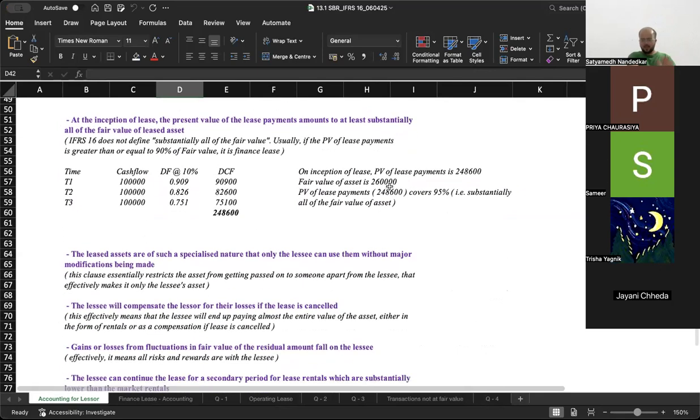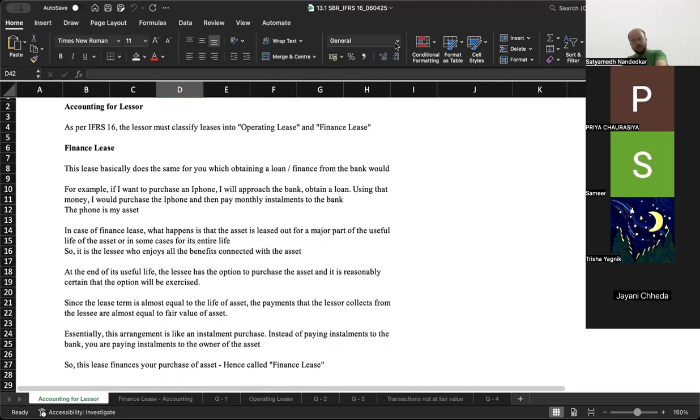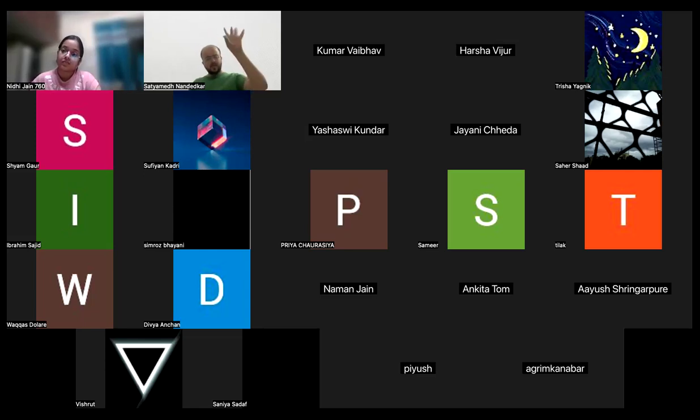इसका numerical example we have. The leased assets are of such a specialized nature that only the lessee can use them without major modifications being made. Lessee will compensate the lessor for their losses if the lease is cancelled. Gains or losses from fluctuations in fair value of the residual amount fall on the lessee, and the lessee can continue the lease for a secondary period for lease rentals which are substantially lower than the market rentals. इनमें से if a majority of the conditions are fulfilled or the essence of a finance lease is fulfilled, then you classify that as a finance lease.